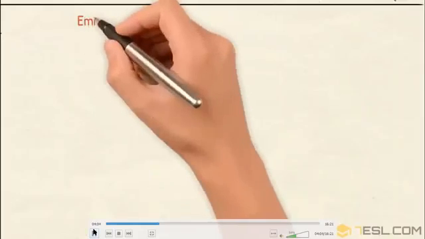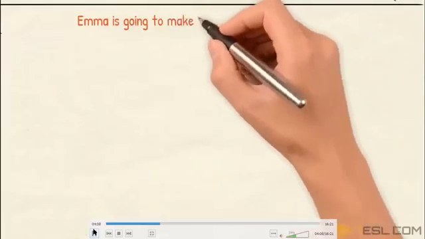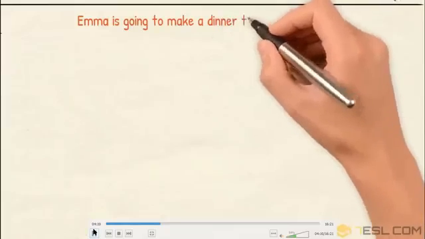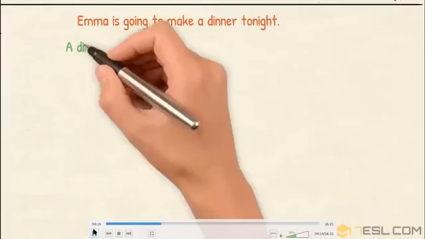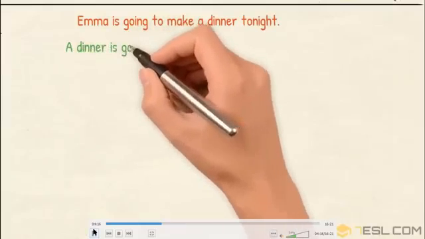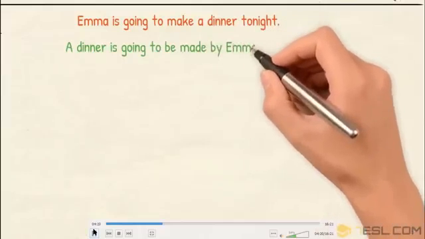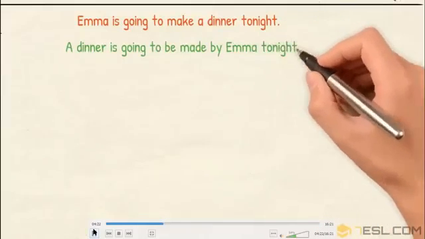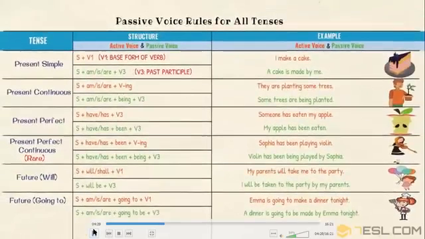The example is, Emma is going to make a dinner tonight. A dinner is going to be made by Emma tonight.